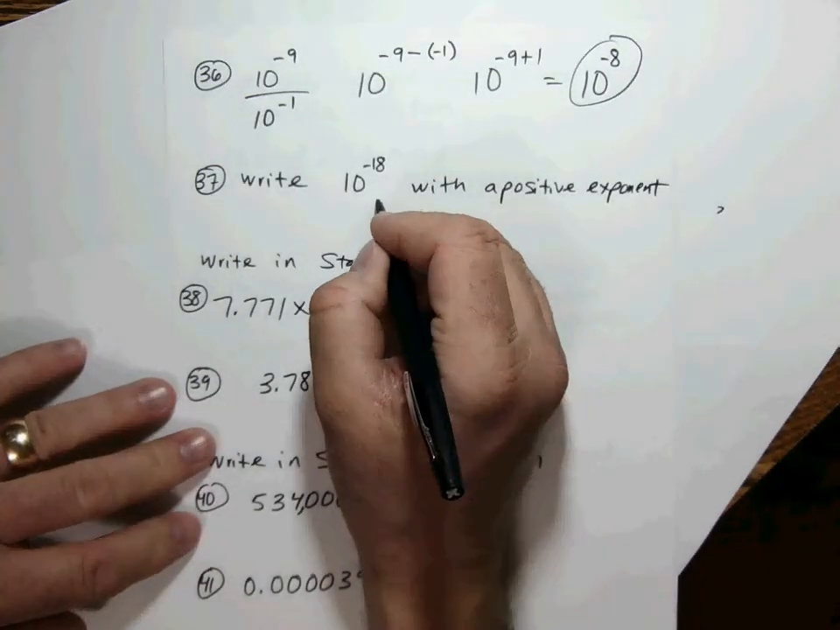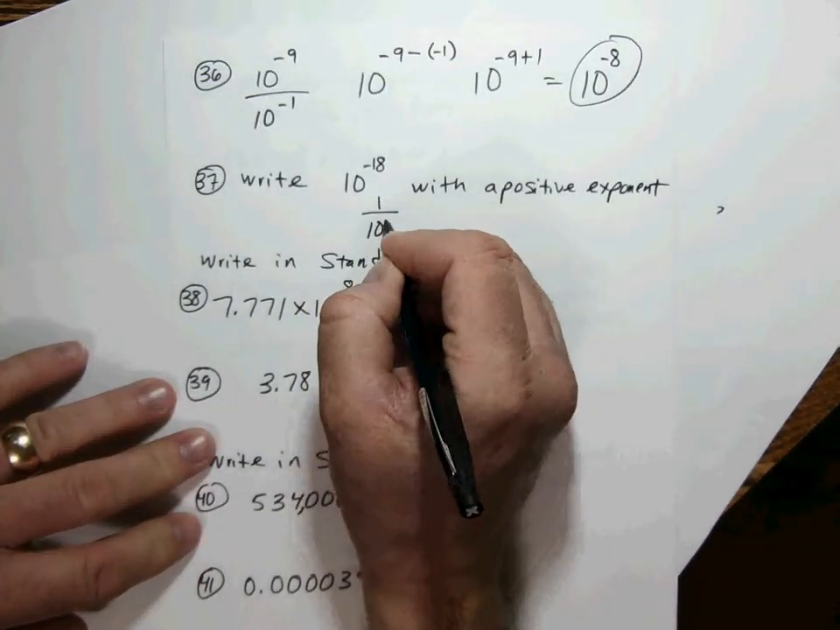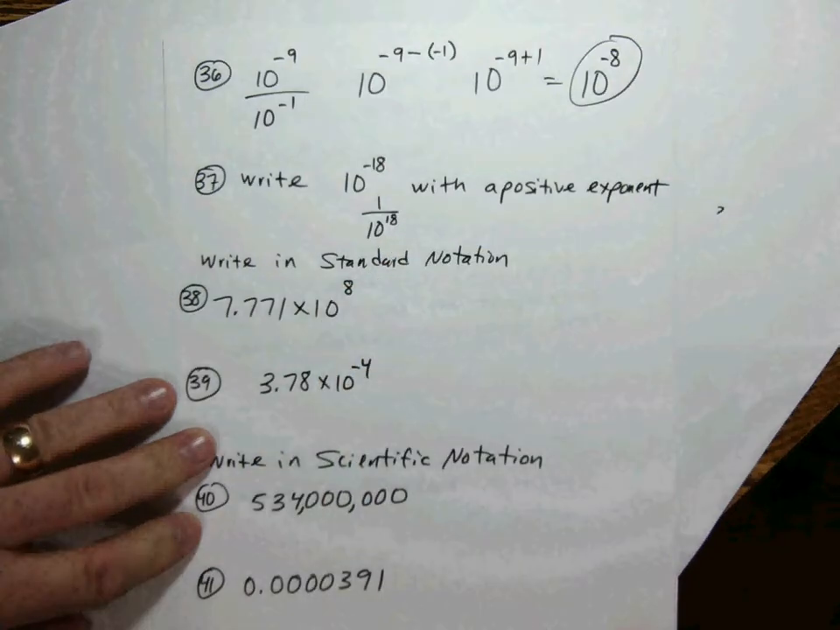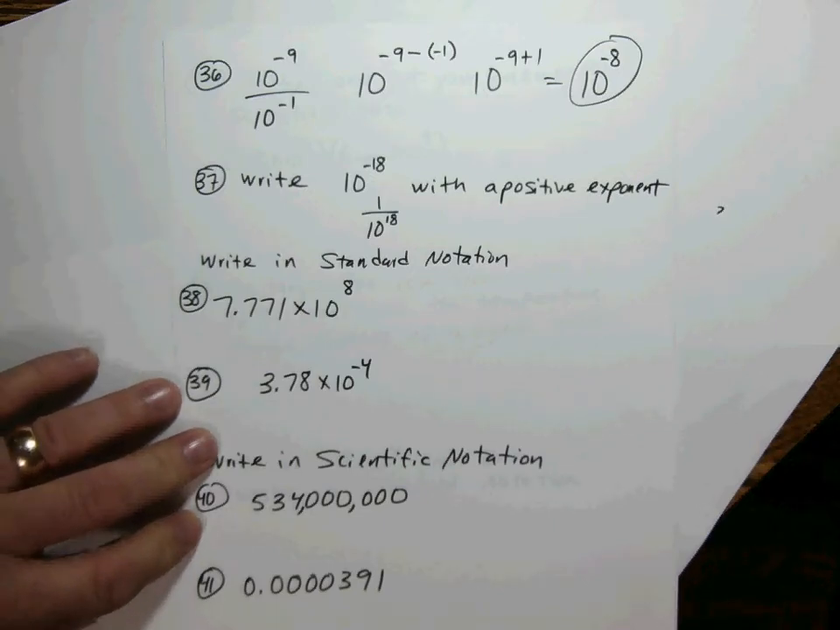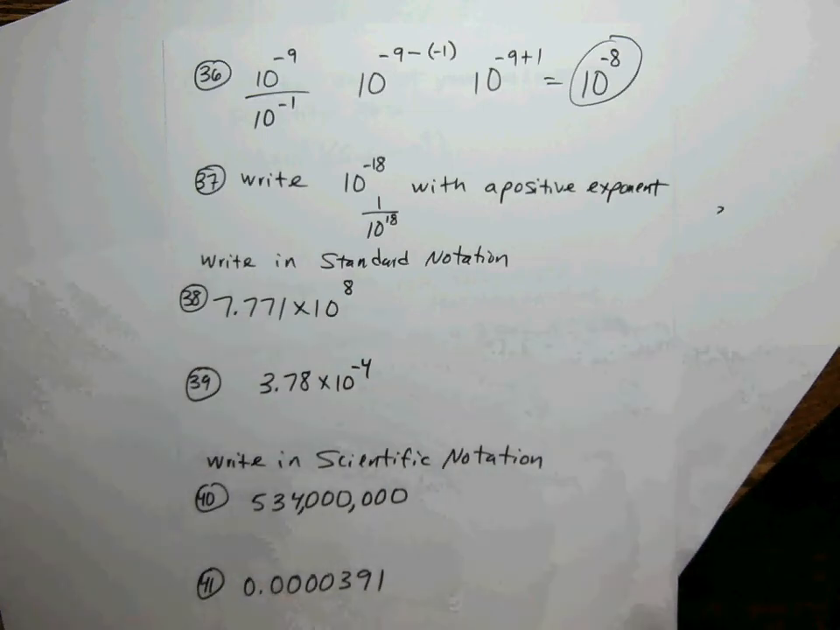Well, what do we do about it? We just move it to the other part of the fraction, and then it becomes a positive exponent. So 10 to the negative 18th is the same thing as saying 1 over 10 to the positive 18th. Okay? Standard notation means let's get rid of that scientific notation. Just give me a plain old number.